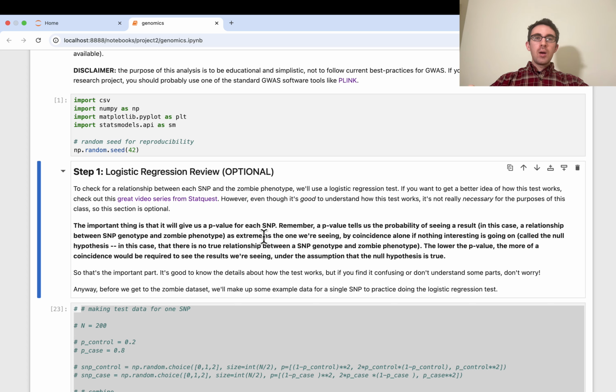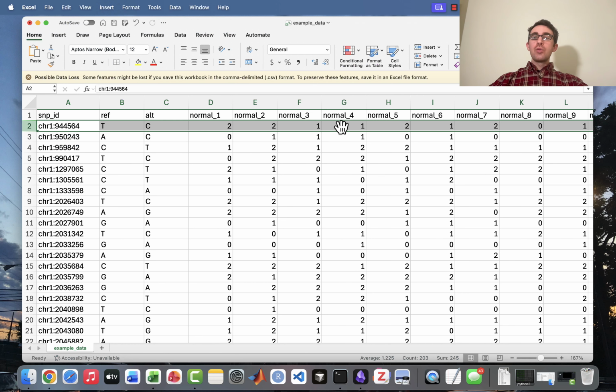And if you remember from the first project and from our review of statistics, a p-value basically tells us the probability of seeing a result as extreme as the one we're seeing by coincidence alone if nothing interesting is going on, which we call the null hypothesis in statistical jargon. So the null hypothesis will be that there's no underlying relationship between the number of copies of the alternate allele a person has for each SNP and whether they become a zombie or not upon being bit by a zombie.